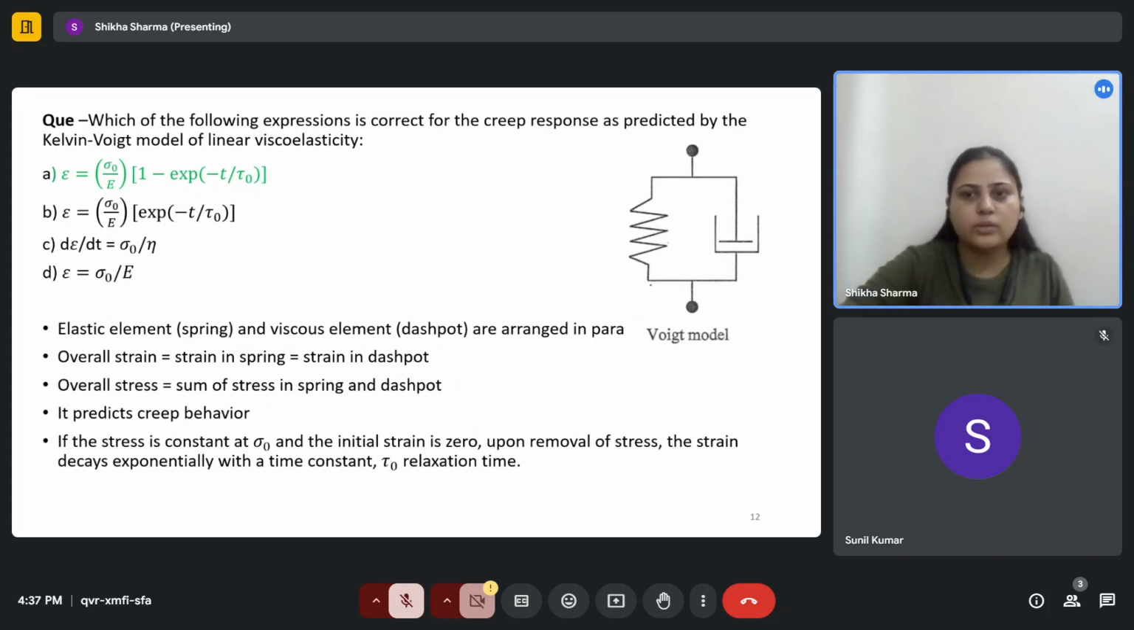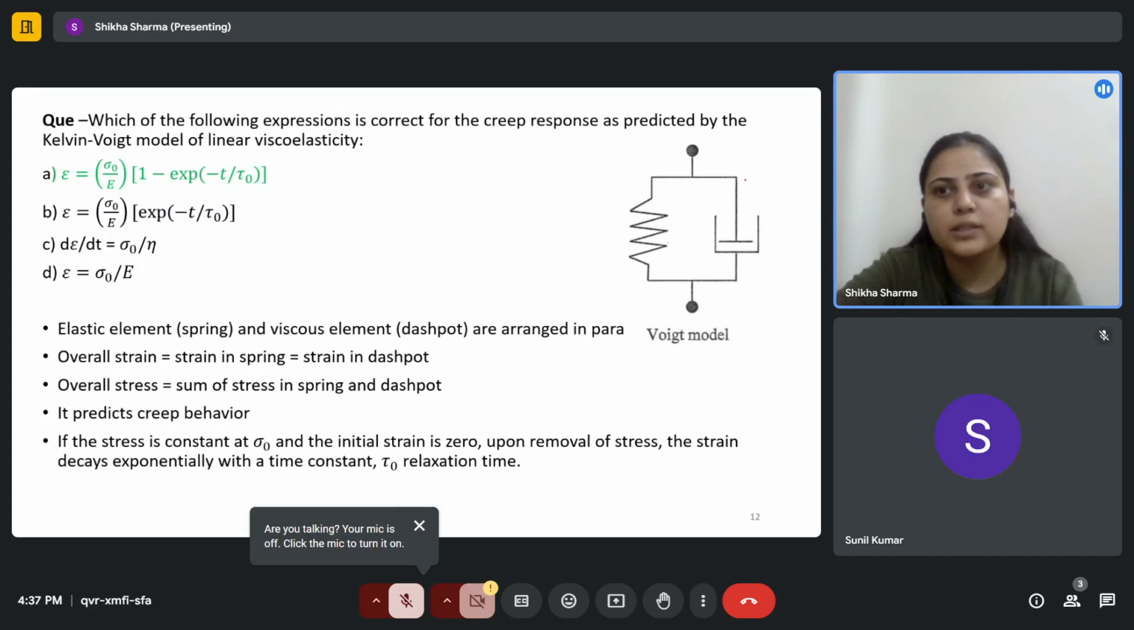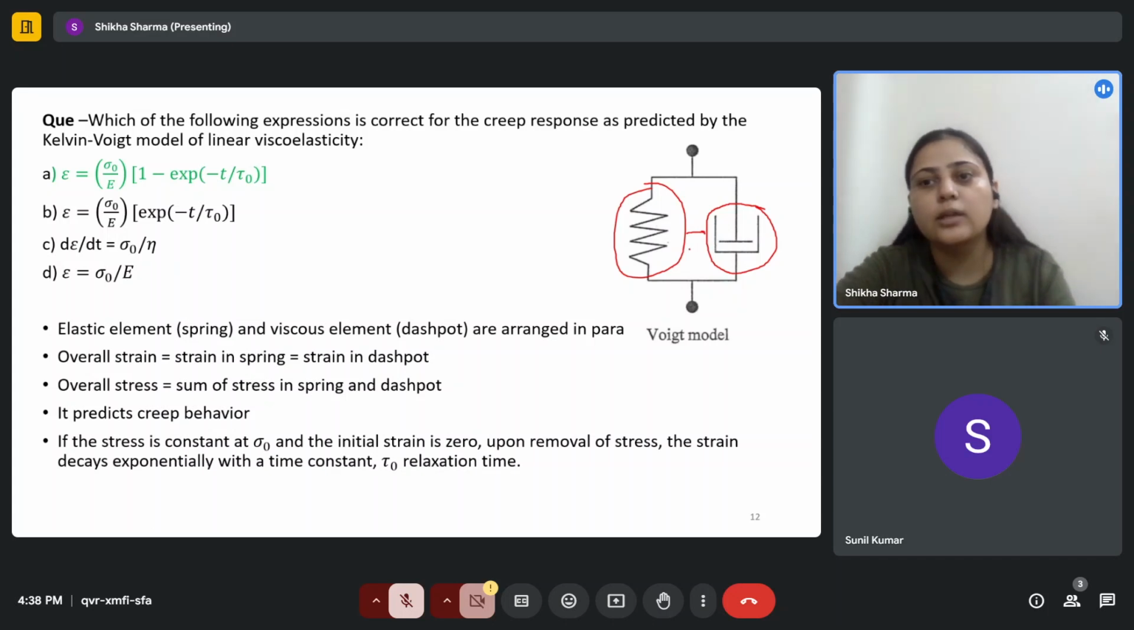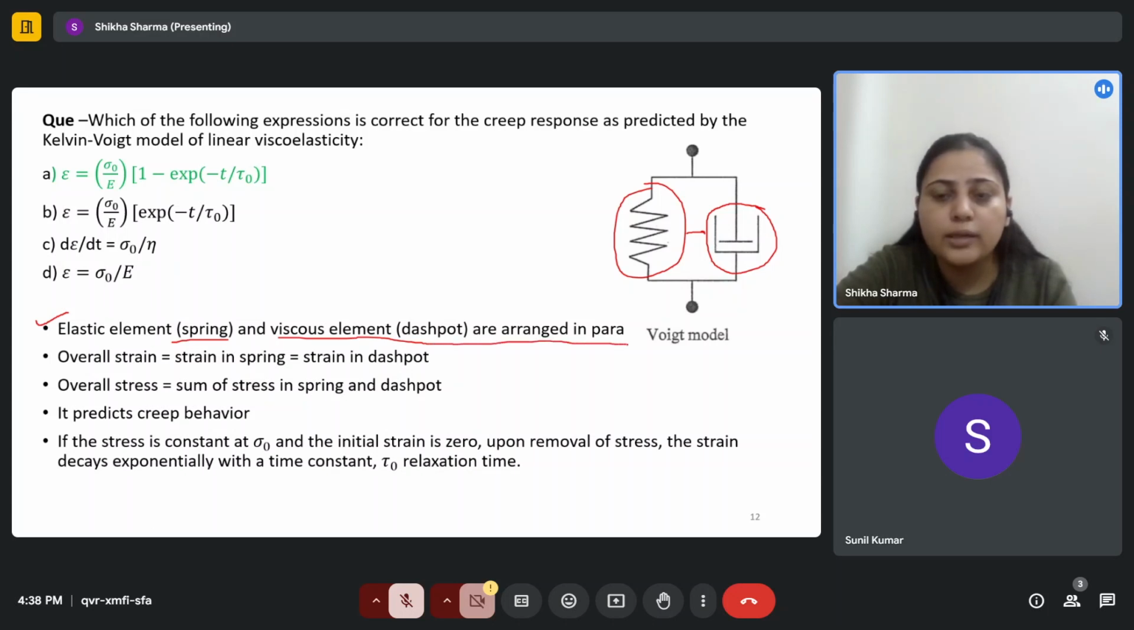Okay, so let's discuss this. What happens in the Kelvin-Voigt model? The spring, which denotes the elastic element in a viscoelastic material, and the dashpot, which is the viscous element, will be in parallel in the Kelvin-Voigt model. So the elastic element, which is a spring, and the viscous element, which is a dashpot, will be in parallel, right?